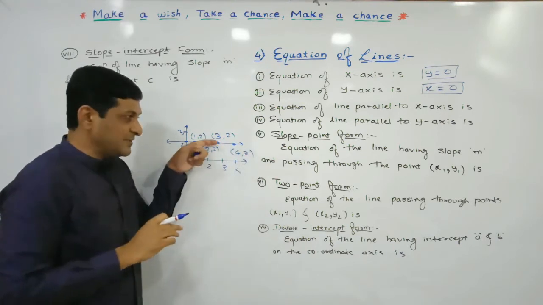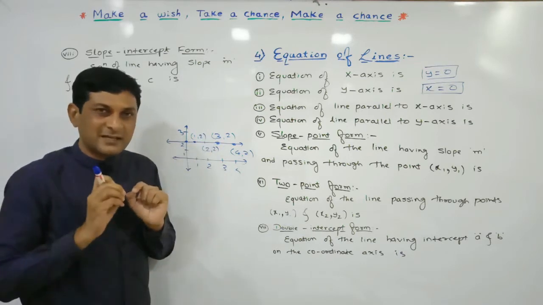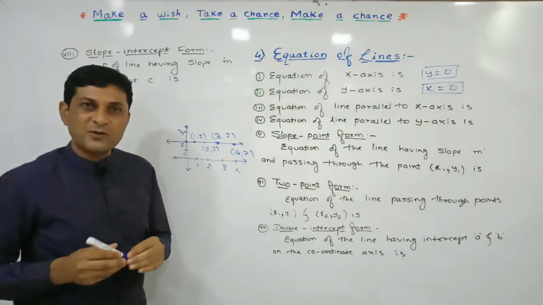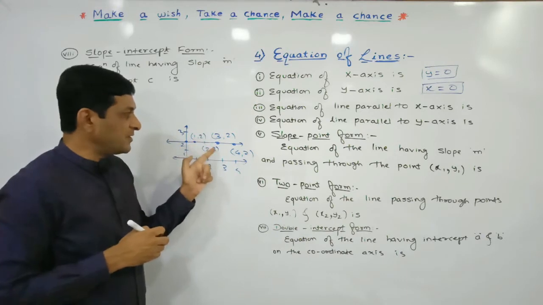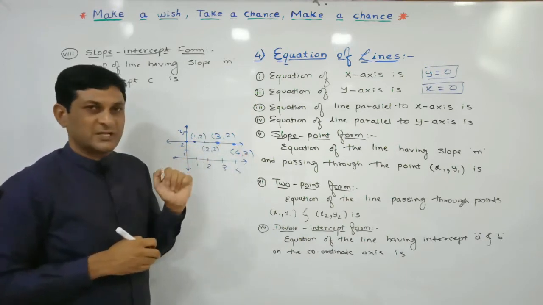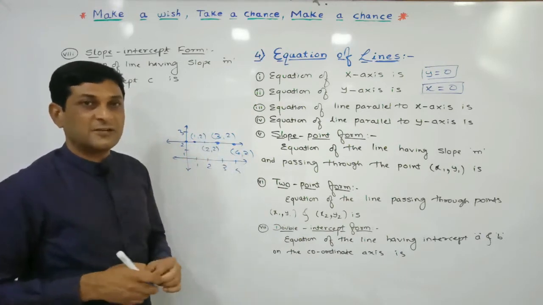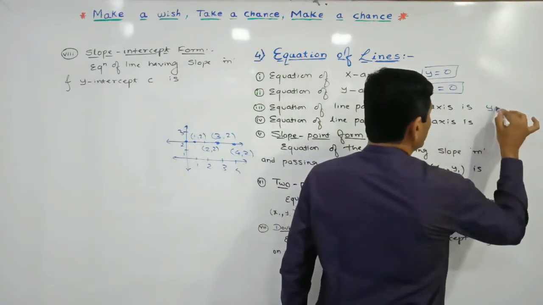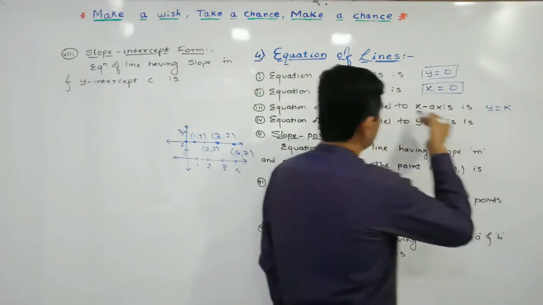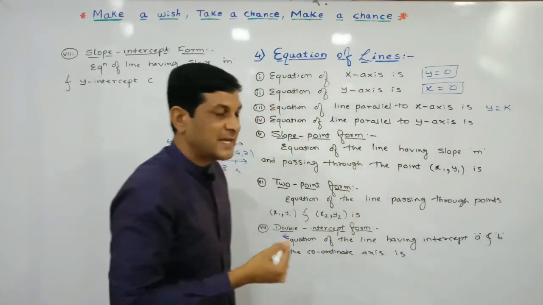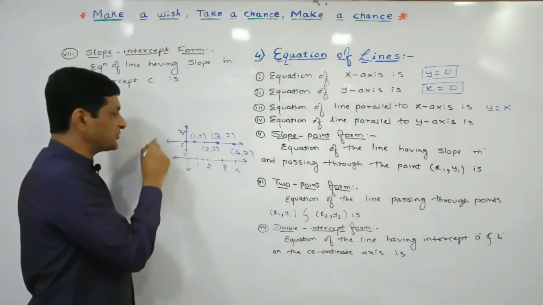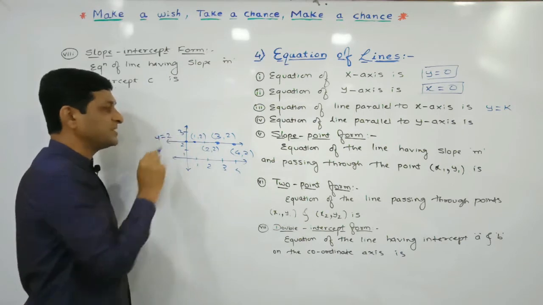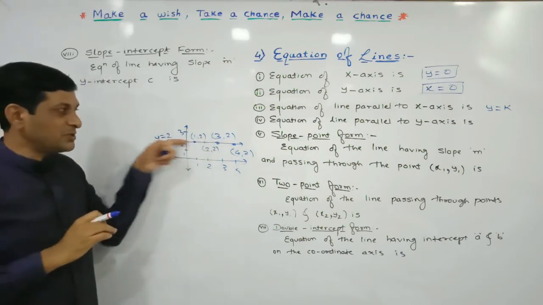Means if a line is parallel to the x-axis, in this case we can easily observe that the y coordinate of every point is what? Constant. Y coordinate is constant. Means if y is constant, at that time we can say that the line is what? Parallel to the x-axis. As it stands, this constant is 2. So here we can say that y is equal to 2 is the equation of this line.